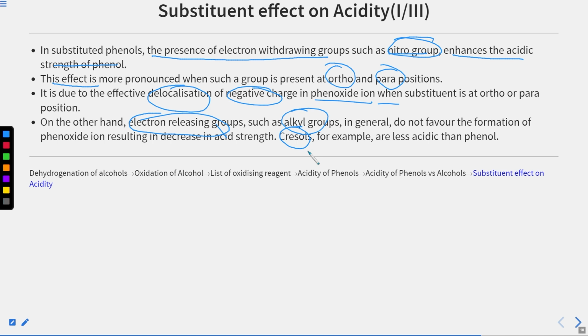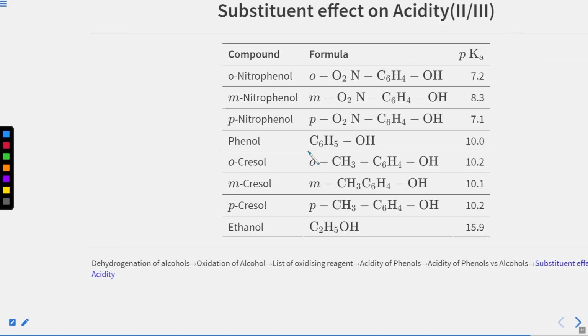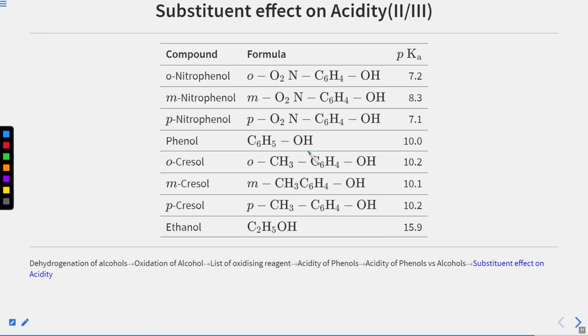Similarly, if you have an electron releasing group on ortho and para position, then it would make this phenol even less acidic. So here's a table, and we will quantify this table one by one. If you look here, you can see that we have pK values.